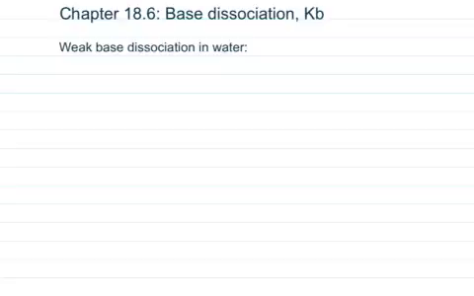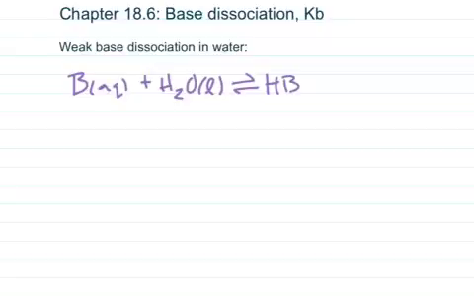So we're going to have our base in aqueous plus water as a pure liquid going into an acid in aqueous solution, hydroxide in aqueous. Just like we did with the acid dissociation, we're going to form the constant.